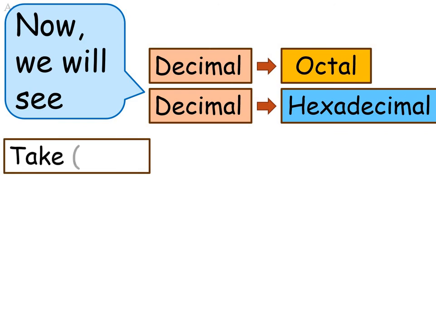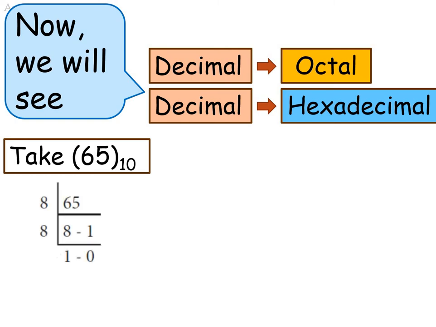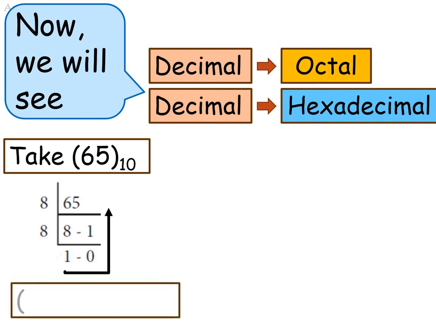Take a decimal number 65 base 10. So perform division by 8. 8 8s are 64, so you have remainder 1. You write the remainder over there. Again you divide by 8. 8 1 is 8. The remainder is 0. Now you copy the digits from down to up in this direction. So you will get 65 base 10 is equal to 101 base 8.